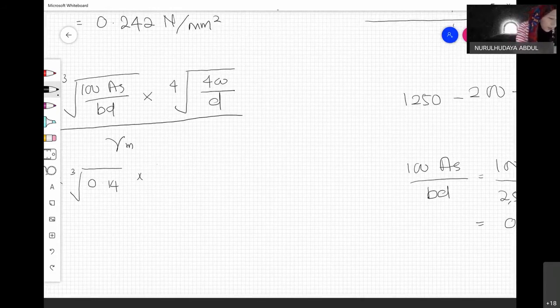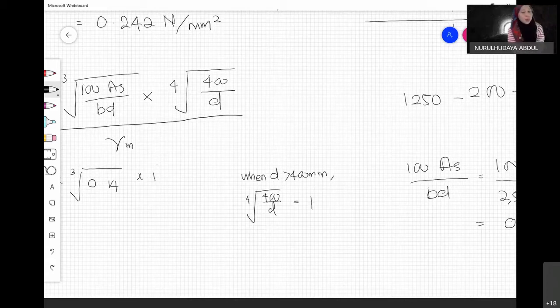kita akan pakai 1. Okay, because of, you know, when D is bigger than 400 mm, okay, automatically punca kuasa 4 400 divided by D akan jadi 1. Okay. So because of D kita besar 540, jadi this is 1. So that's why I tulis ini 1 lah. Nampak. Because of our FCU kita berapa? 35.